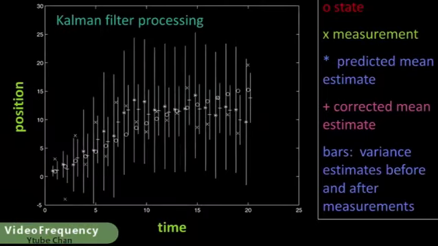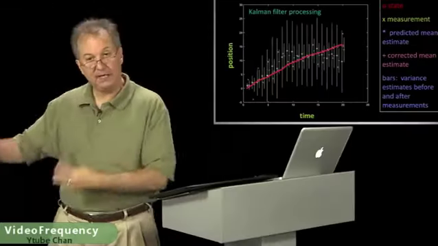So in this graph, we have time and position as the things we're measuring and the thing we're estimating. The red line here is the state. This, we happen to know, was the actual underlying state, okay? How did we know this?